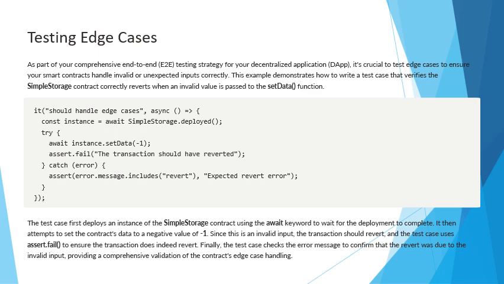The test case first deploys an instance of the simple storage contract using the await keyword to wait for the deployment to complete. It then attempts to set the contract's data to a negative value of -1. Since this is an invalid input, the transaction should revert, and the test case uses assert.fail to ensure that the transaction does indeed revert. Finally, the test case checks the error message to confirm that the revert was due to the invalid input, providing a comprehensive validation of the contract's edge case handling.